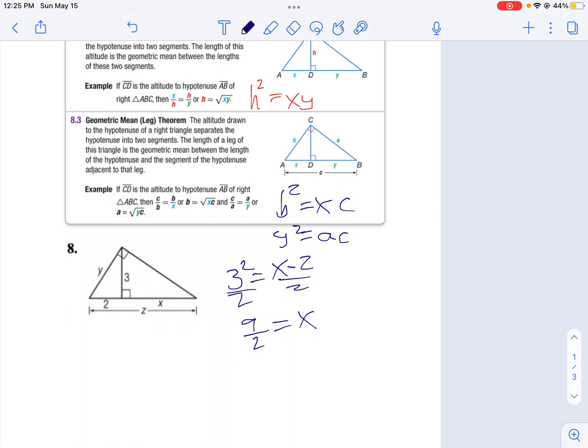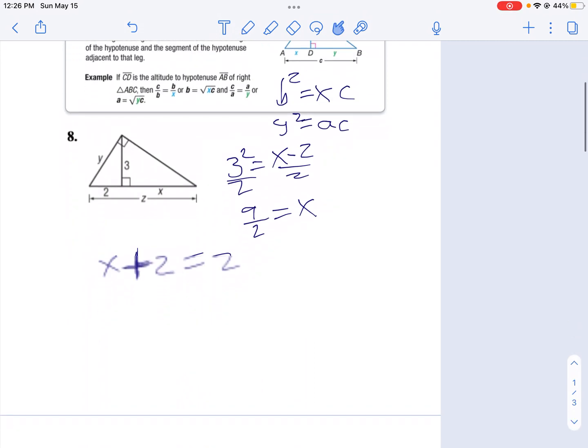Now notice, x plus 2 makes z. So if I go x plus 2, equals z. Okay, so we know x now is 9 over 2. So I'm going to say 9 over 2 plus 2 equals z.